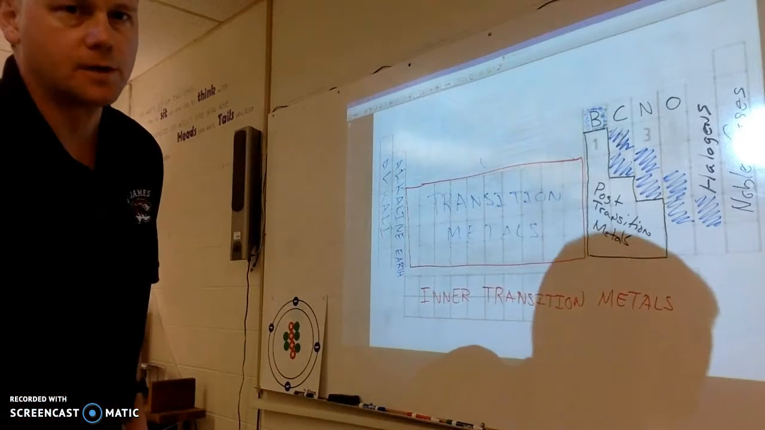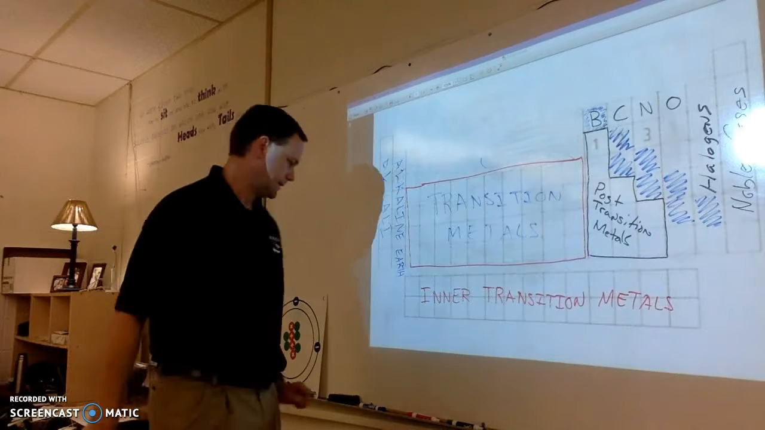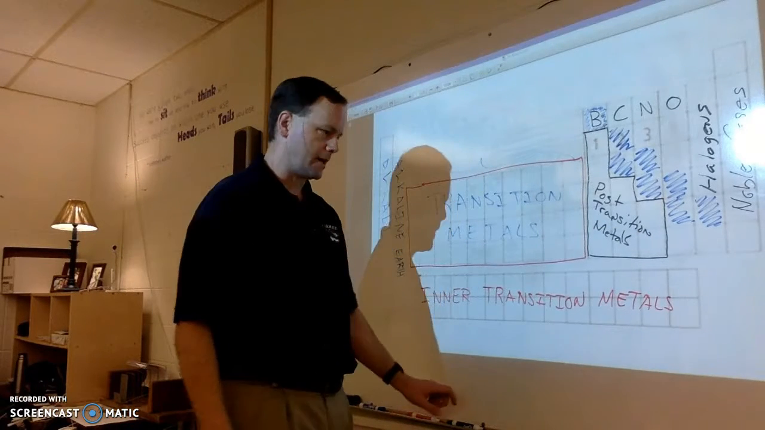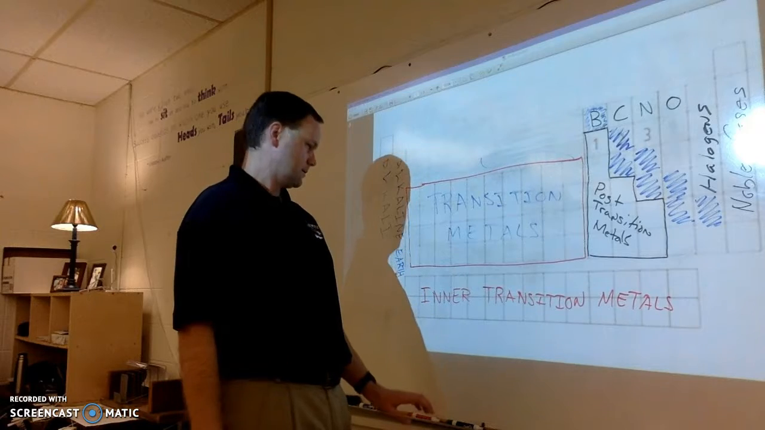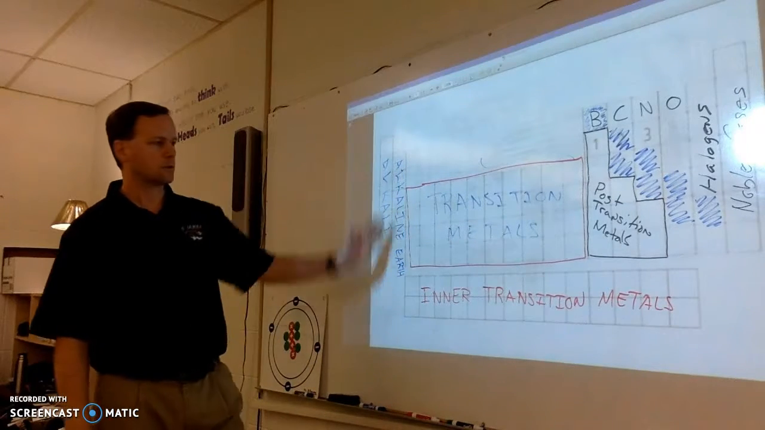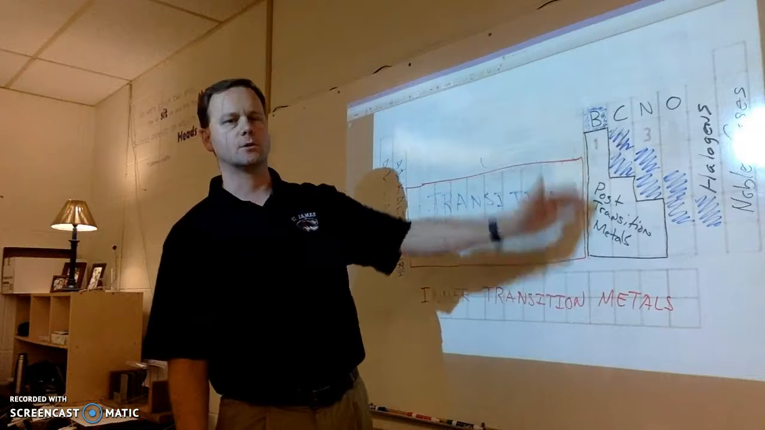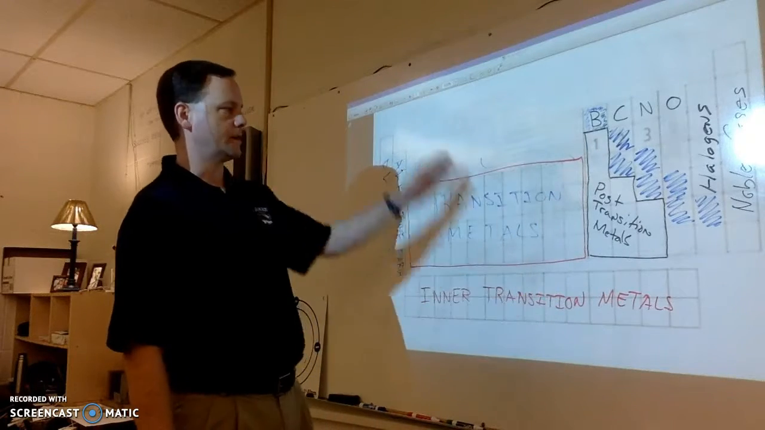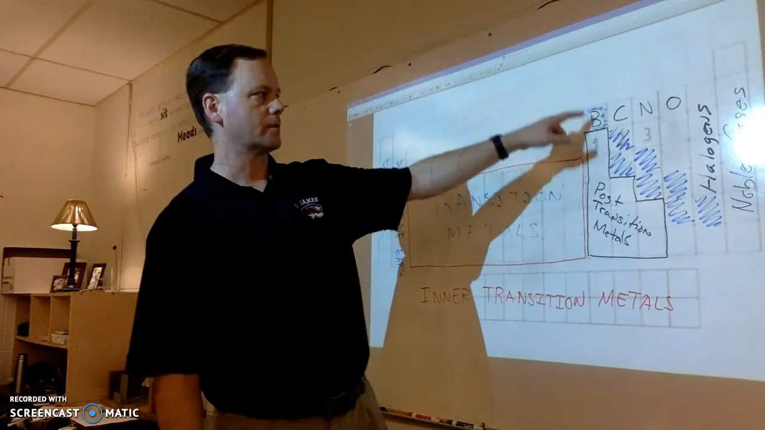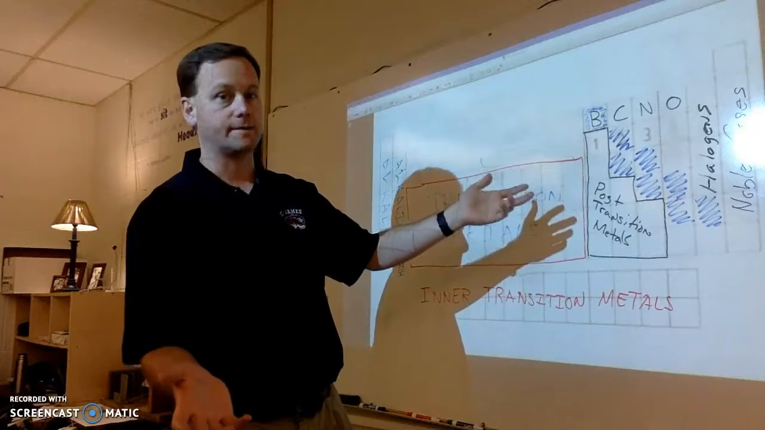Okay, let's pause for a second. Okay, we're back. Now what I need to talk about is these vertical columns. The vertical columns are called groups or families because they have similar properties. Everything in the boron group chemically will act about the same.